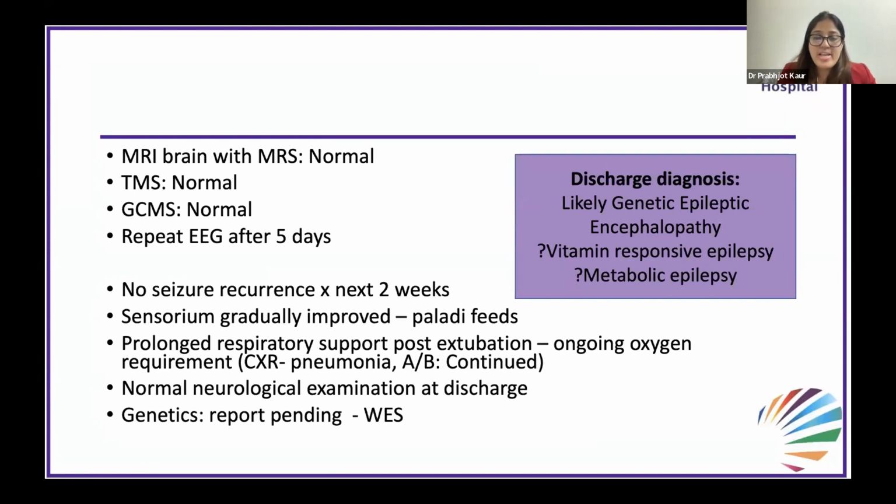Now, what worked for this child, we do not know. Whether it was the vitamin-responsive epilepsies, the vitamins we started, it may have worked. But it is highly likely that whatever underlying genetic syndrome the baby has, it might have a course in which it spontaneously improves with time. So once we have a genetic diagnosis, it will give us a better idea. So it just exemplifies that even with all the extensive investigations, we may not always reach a diagnosis or a provisional diagnosis by the end of our evaluation.